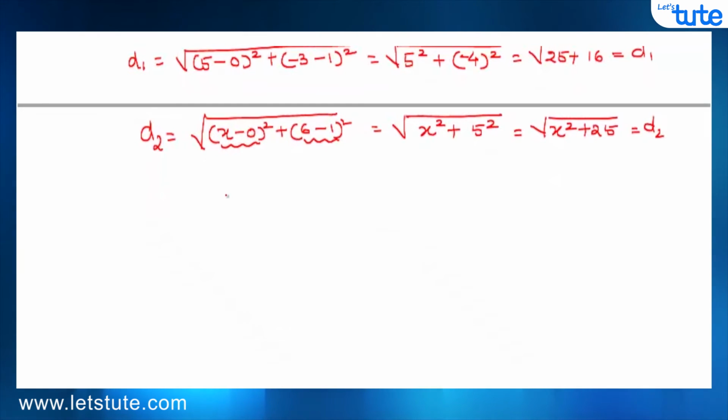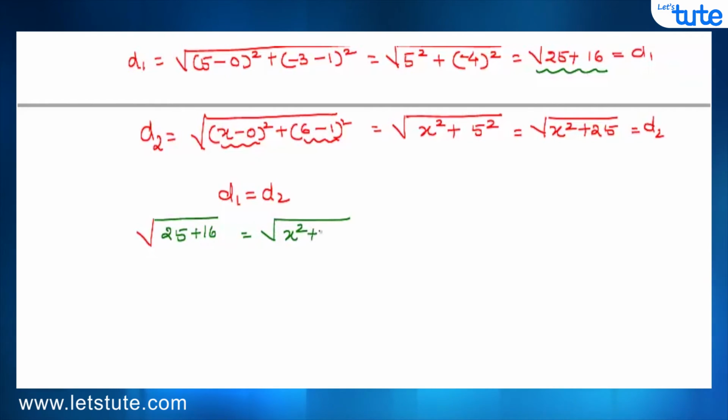Then when we equate D1 and D2, what we will get? As we can see over here, D1 is 25 plus 16. I am not adding them. You can add if you want. D2 is x squared plus 25. You can see here we have 25 here as well as here. So we can cancel out easily. That's why I'm not adding them. But if you want to add, you can definitely add.